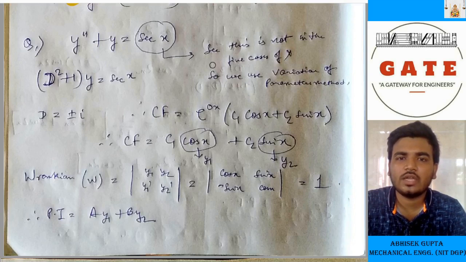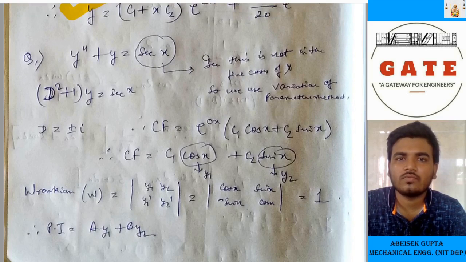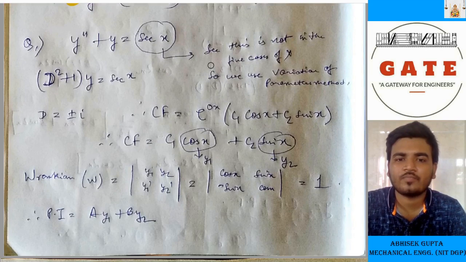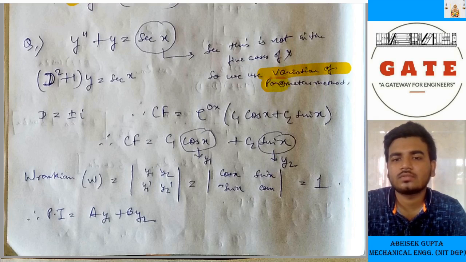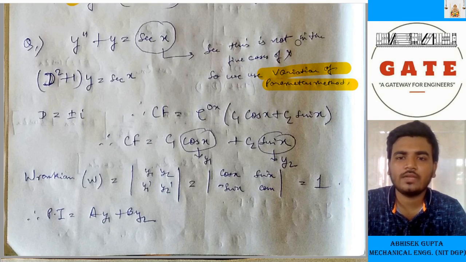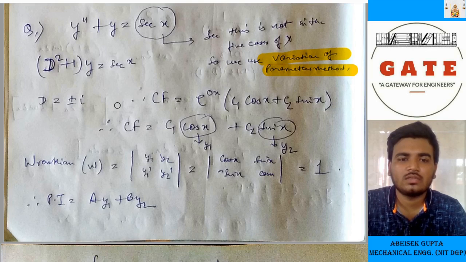See, this is not any of the 5 of capital X. This is not in any of the rules which we showed you for finding the particular integral. So we have to use the variation of parameter. Remember, I told you in the formulas, if capital X does not suit any of the 5, then you have to go by variation of parameter. Here we have to use the Wronskian operator.